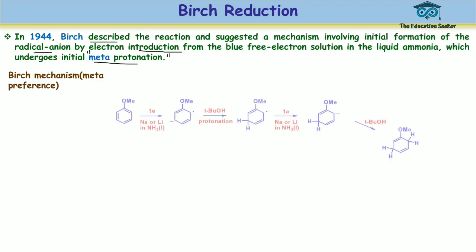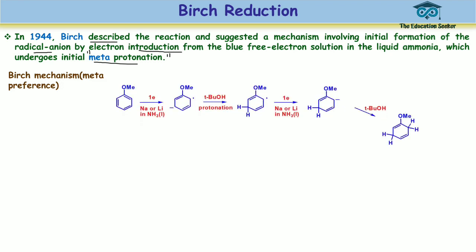Now what happens? In the first step, anisole accepts an electron and forms this radical anion, and in this radical anion the negative charge is on the meta position. So it will undergo meta protonation to form this radical. And one important thing to mention is that this protonation step is the rate determining step, right?